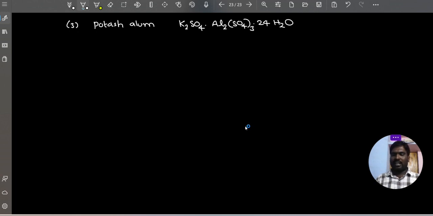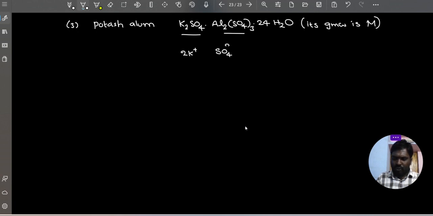Suppose its gram molecular weight is capital M. Then what is its gram equivalent weight? First we have to calculate its n factor. It is a double salt. This is one salt, this is one salt. How is it breaking? 2K+ and SO4 2-. Aluminum sulfate, how is it breaking? 2Al3+ and 3SO4 2-.